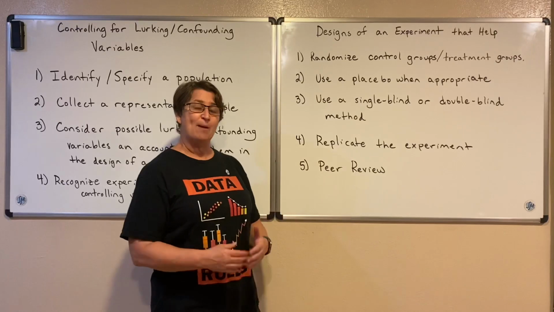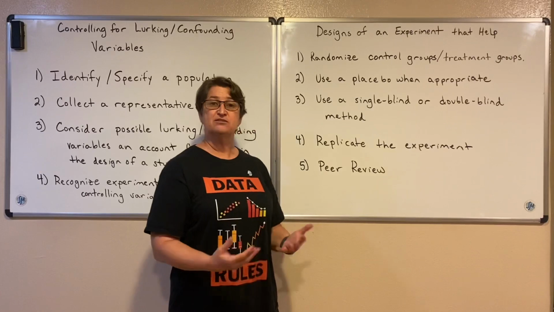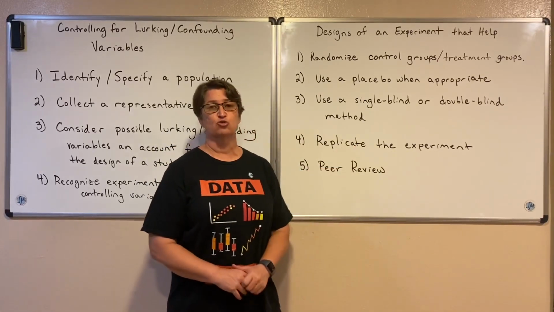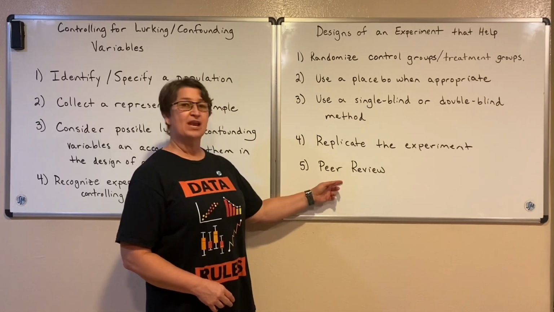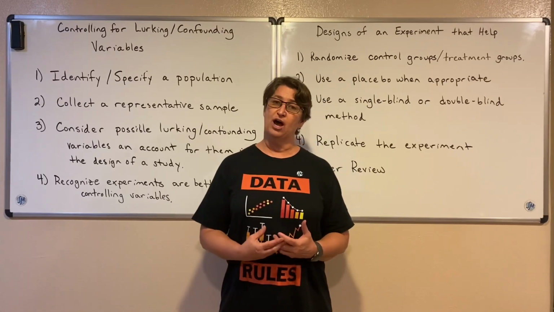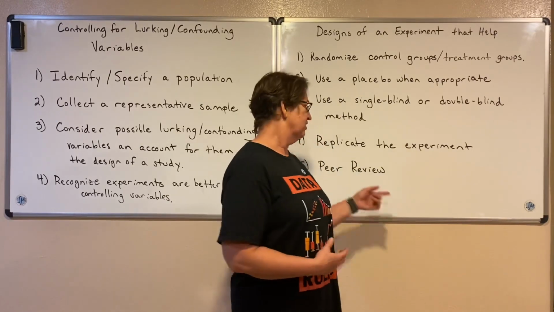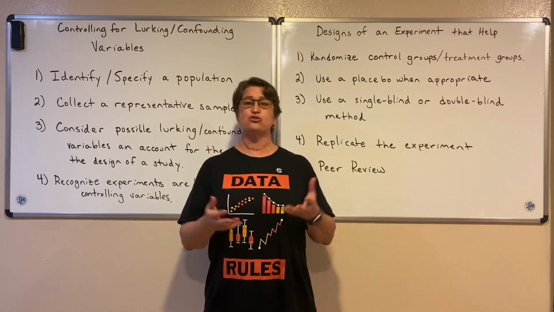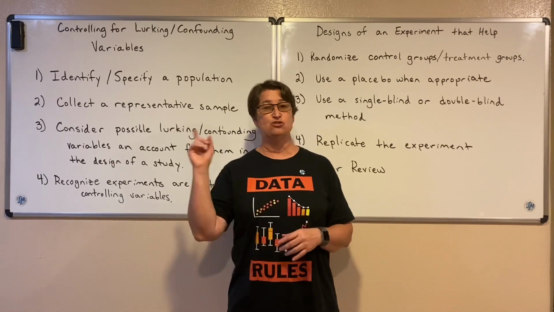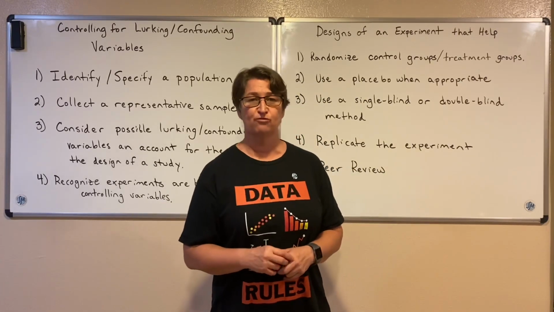You want to be able to replicate the experiment, and you should replicate the experiment and see if you get the same results. When we do that, then we know that we're helping to control for those lurking variables. And then last but not least, you need someone to review your design and study and your actual collection of data and such. That peer review means your peers can give feedback and say, oh wait, did you think about this outside variable? And so that helps to control for those variables.